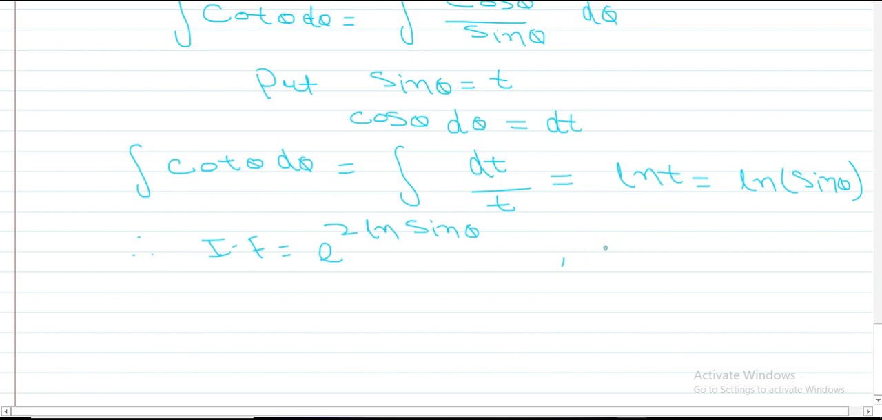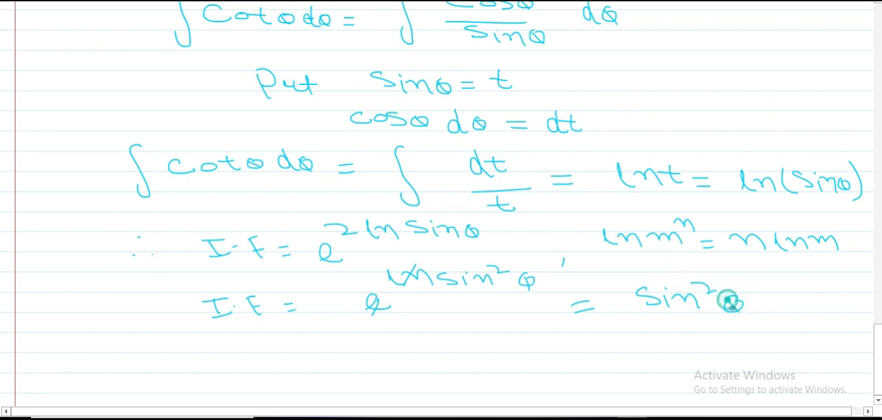Also we have ln of m raised to the power n equal to n ln m. Therefore we can write integrating factor equal to e raised to the power ln of sin square theta, which cancels out, that's equal to sin square theta, right? Now let's move on.